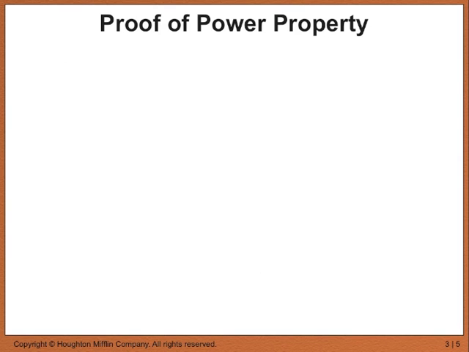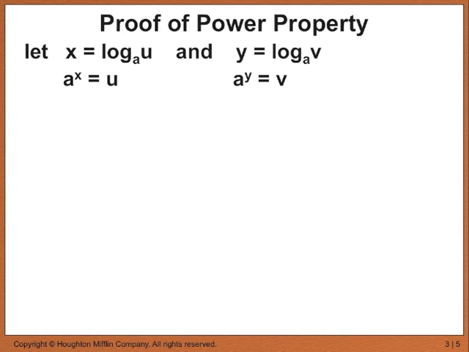Proof of the power property, same first steps. And we have a to the x equals u, a to the y equals v. Now let's write log base a of u to the n equals log base a of a to the x to the n. And all we did there is we replaced u with a to the x as already defined in the second line of the proof, because we're trying to prove the power property, which starts with log base a of u to the n.